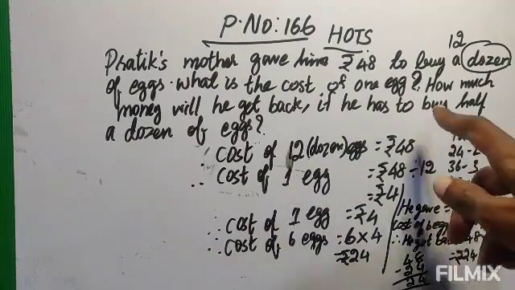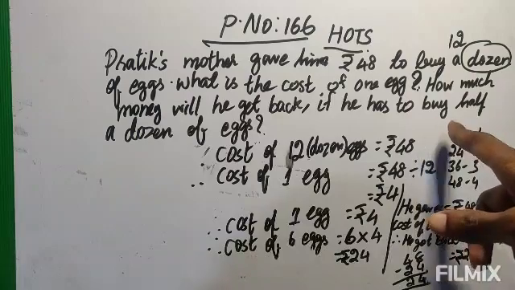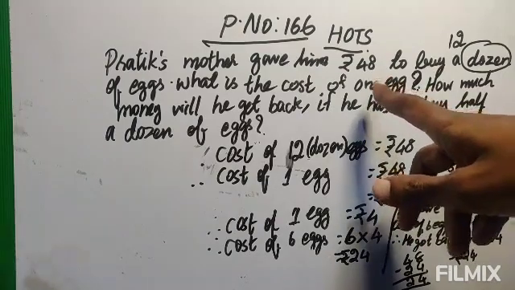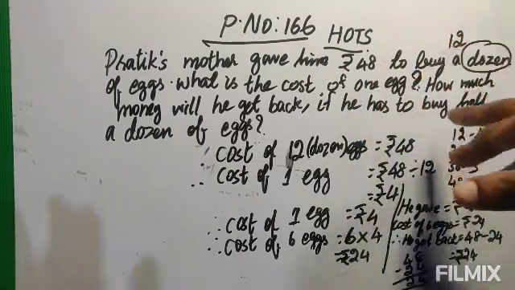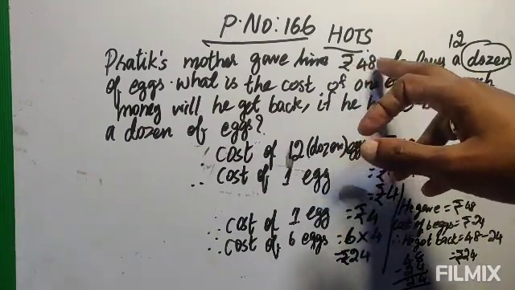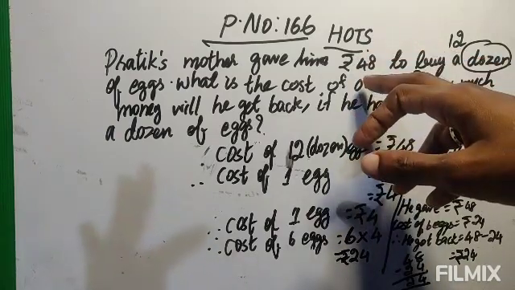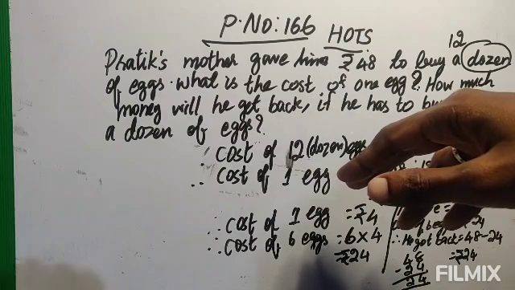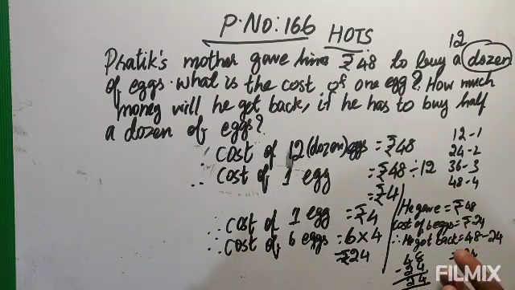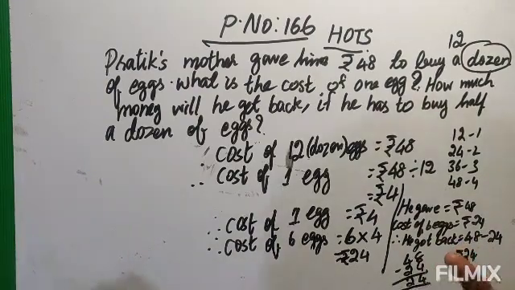This is the second answer: how much money will he get back if he has to buy half a dozen of eggs? This one, you can do a shortcut also. You see, for 12 eggs he has given 48 rupees. Half of it he is buying, so he will pay half of this 48 rupees. Half of 48 rupees is 24. So 24 he will give, and the remaining half he will get back. That means he will get back 24. That way you can do the shortcut also. This is for your brain to work. You need not do this long calculation; you must know the tricks to do the shortcut. So I am telling you the shortcut.